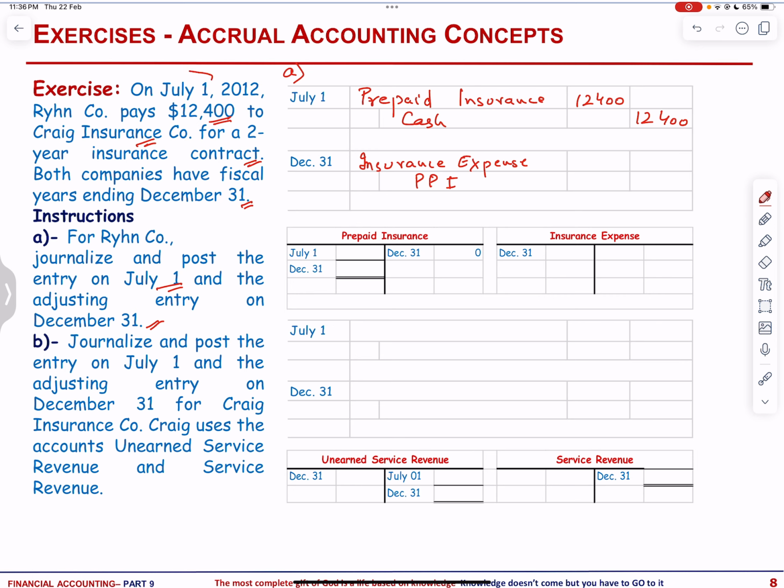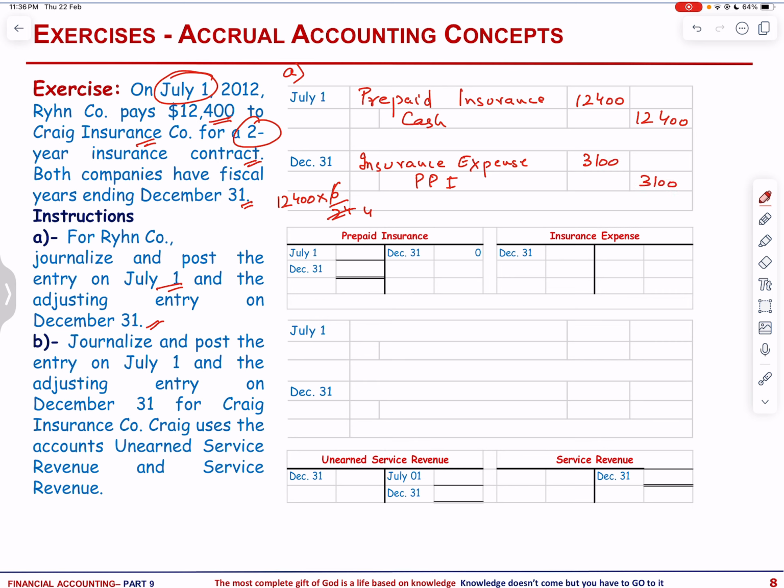Now you can see that we have to charge the insurance expense for 6 months. So we have 12,400 times 6, and this is for 2 years, that means 24. 6 4 is 24, that makes 3,100.